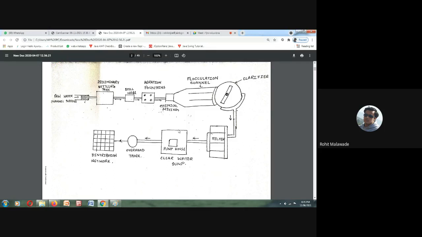Then in the next part of our module, we are going to cover the filtration. Here we are going to study the rapid sand filter and slow sand filter. Now, what is a filter? Here we have removed a certain amount of suspended particles by using some chemicals. Still, if some sediment or suspended particles remain in the water, we can remove them by using the filter.